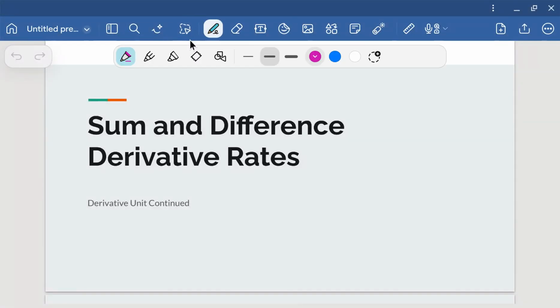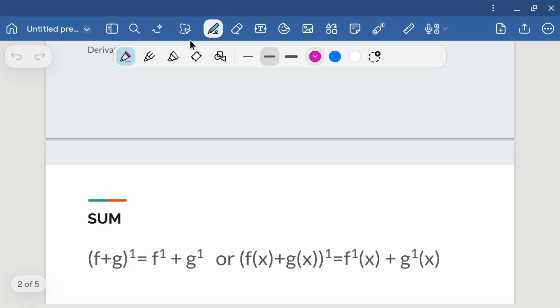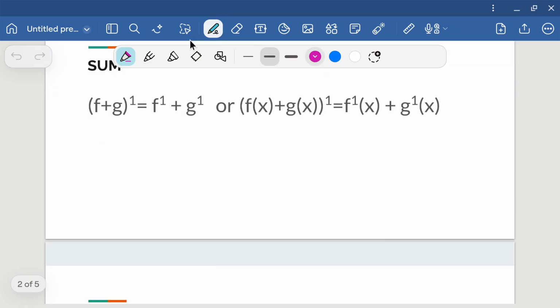So as we move on in the derivatives unit, the next rule we're going to take a look at is when we have a sum and difference when we're looking at derivatives. So adding and subtracting. The first one is if you have a function f plus g and it's asked to find the derivative, you can just take the derivative of f and the derivative of g. This is just another notation, but essentially saying the same thing.